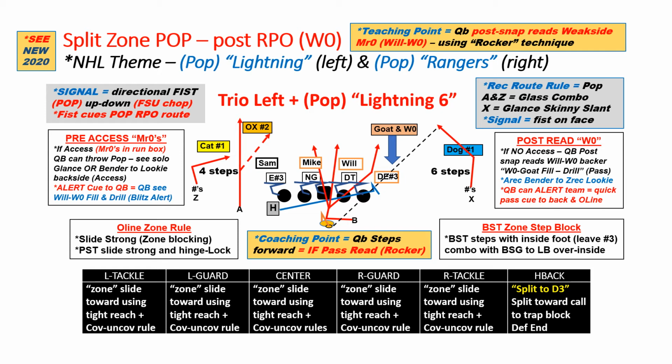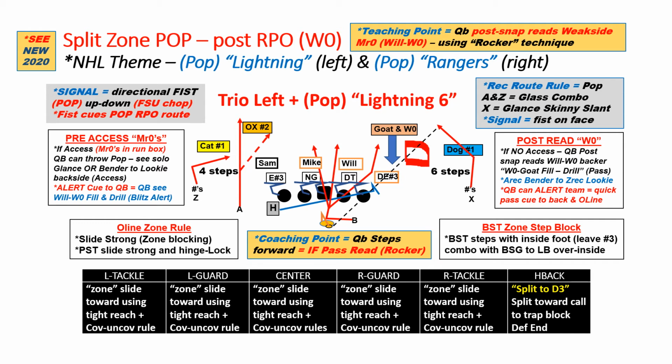Here's a split zone pop now out of a 3x1. Nothing changes, but you can see what a lot of teams will do is the read key. There is no weak Mr. Zero, so it becomes the GOAT, the safety. If he fills down in, then we would read him just like a linebacker.